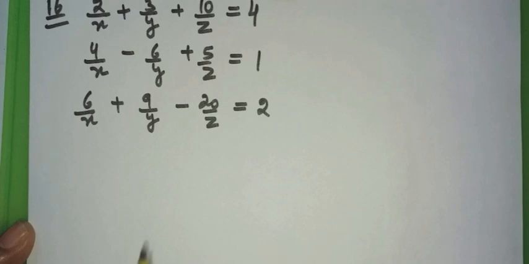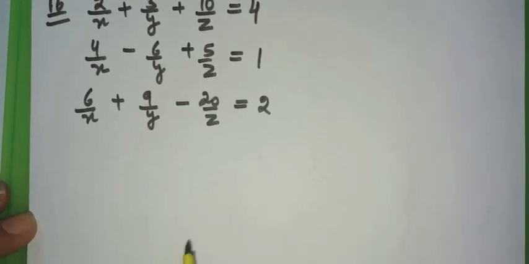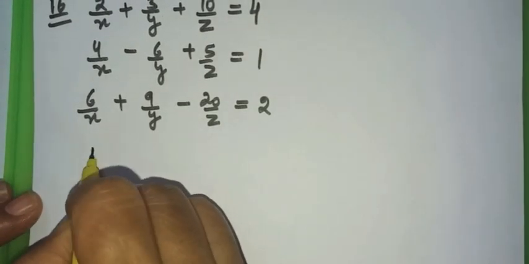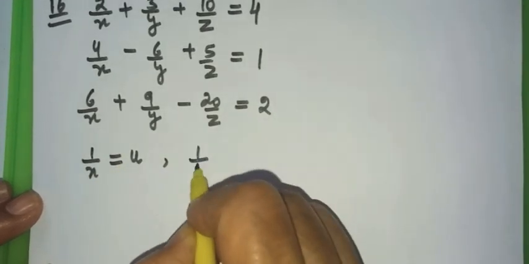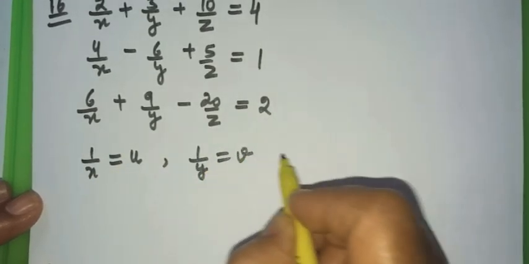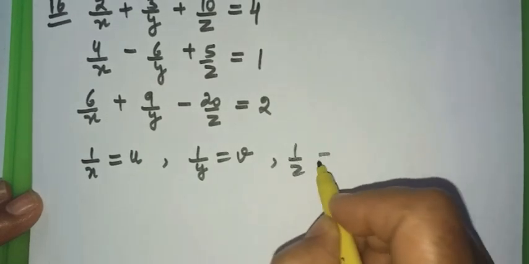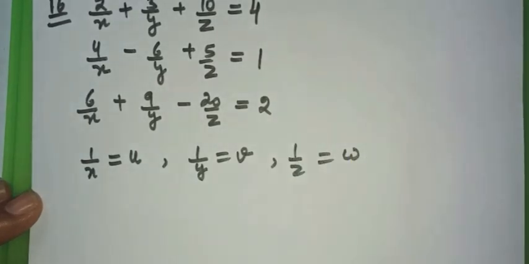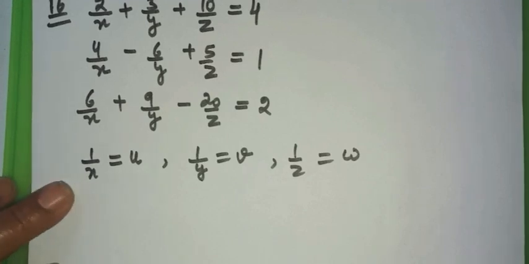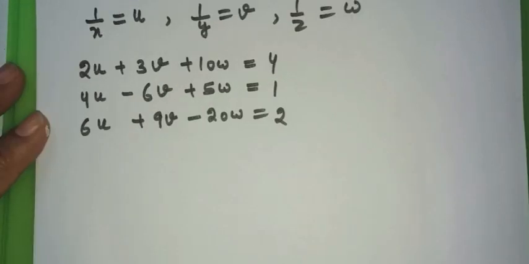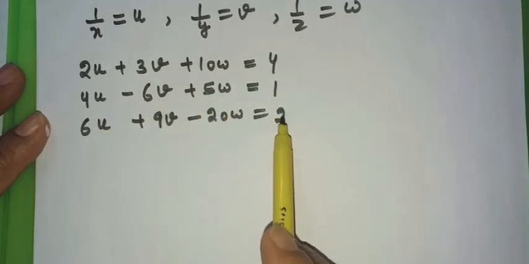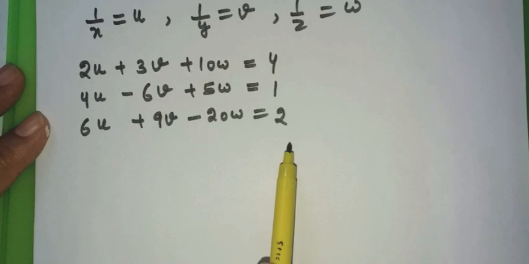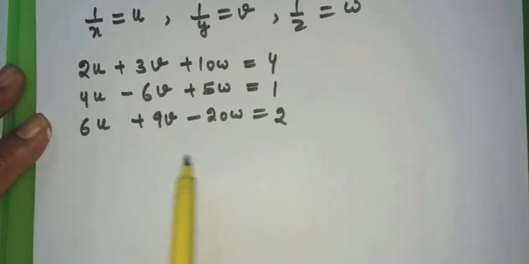So what I can do is that I can replace first of all 1 by x by u, 1 by y by v and 1 by z by w, and I rewrite these equations with u, v and w. So I get these three equations. This is the system of equations and I have to solve it using the matrix method.